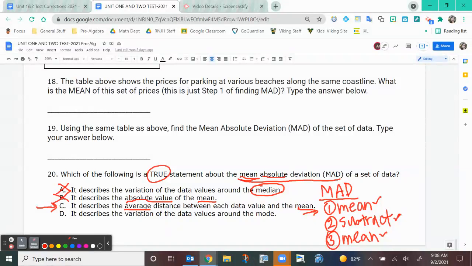D says it describes the variation of the data values around the mode. Mode is the piece of data we see most often. So if 5 was a really common number in our data, that would be the mode. And finding MAD has nothing to do with the mode. So our answer was C.